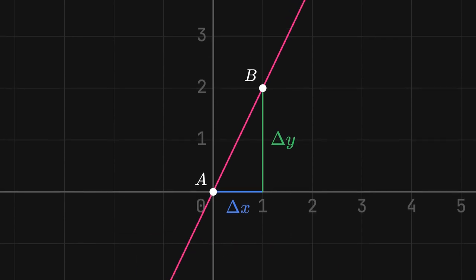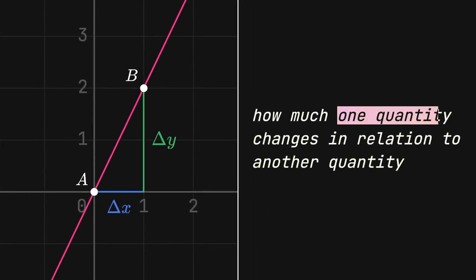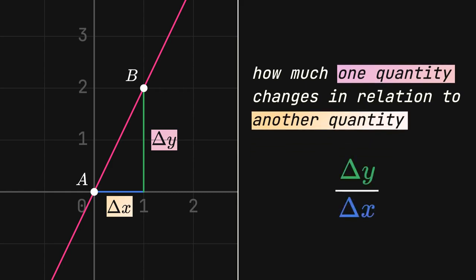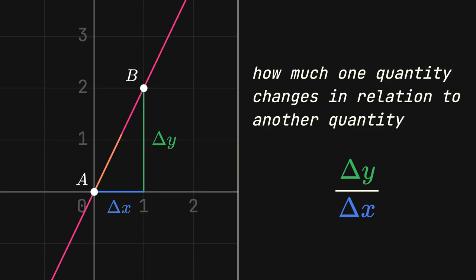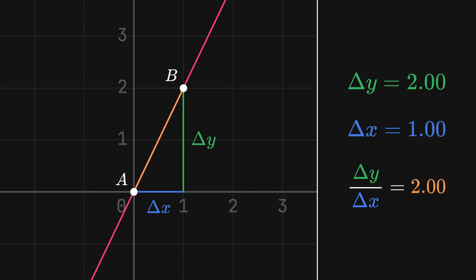Regarding the earlier definition of average rate of change, the rate of change is going to be how much y changes in relation to x. It's calculated as delta y over delta x and is represented by the slope of the orange line. Currently, the value of delta y is 2 and the value of delta x is 1. Delta y divided by delta x is 2, which means that for every increase in x, we increase by twice as much in y.